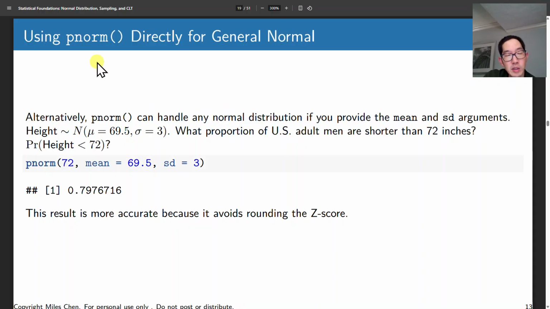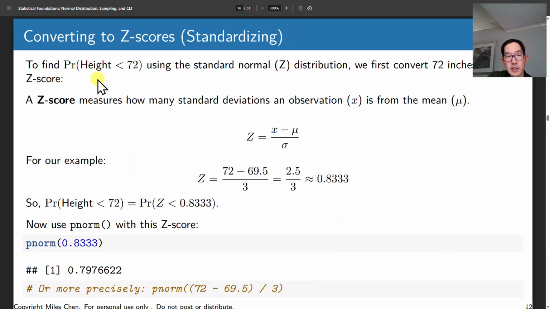You can also use pnorm directly, right? So rather than calculating the z-score yourself, and z-scores are handy because they allow you to compare observations from different samples and different distributions. So for example, you can compare what's more unusual, a man who is 6'4" or a woman who is 6'1" or something like that.